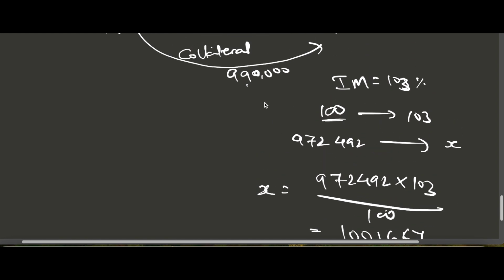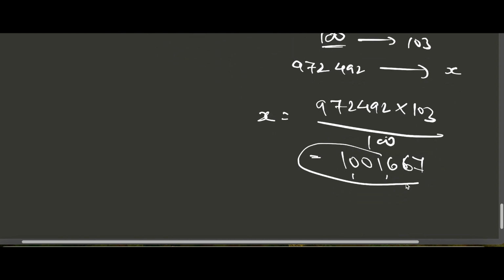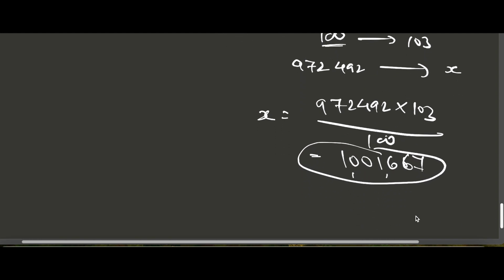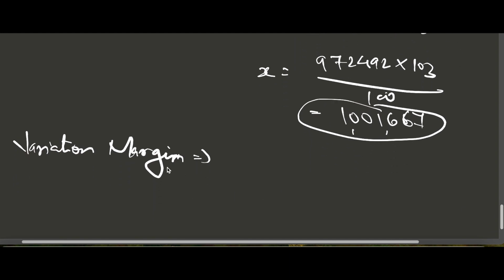Whereas right now the collateral is only 990,000, whereas this much is required. So the lender will ask the borrower to pay more, which is called variation margin. Variation margin means based on the change in the value of the collateral, the amount that is adjusted.